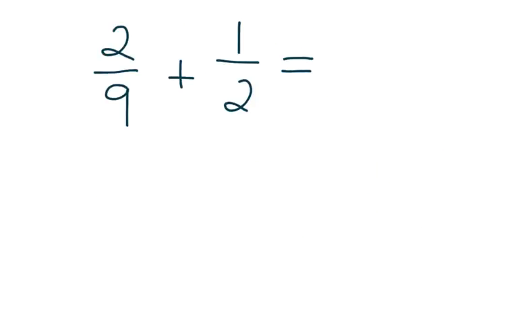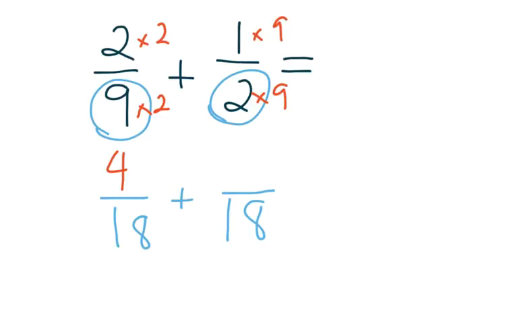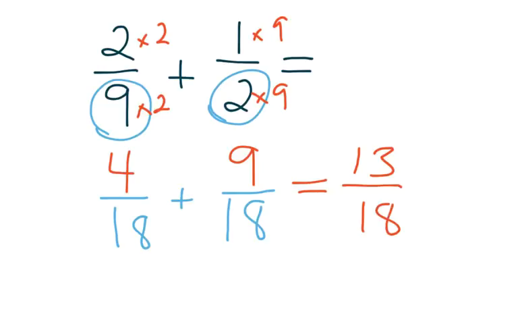Another example for addition, adding two fractions together. Once again, find my common denominator. In this case, it's going to be 18. I'm going to find each new equivalent fraction using my new common denominator. So times 2, times 2, I get 4, times 9, times 9, and I get 9. So I'm going to add 4 plus 9, and I would get 13 over 18. Once again, that answer is in simplest form, so I don't need to reduce the fraction.